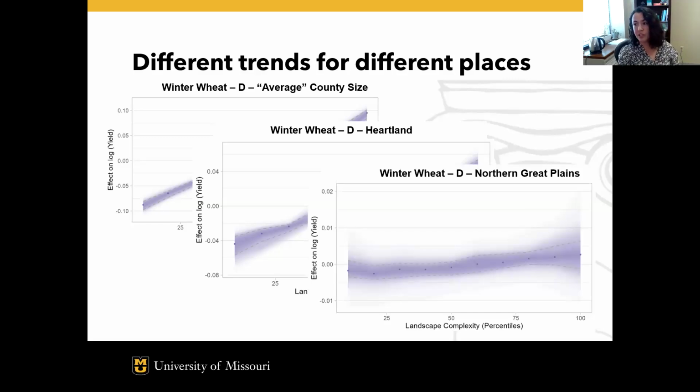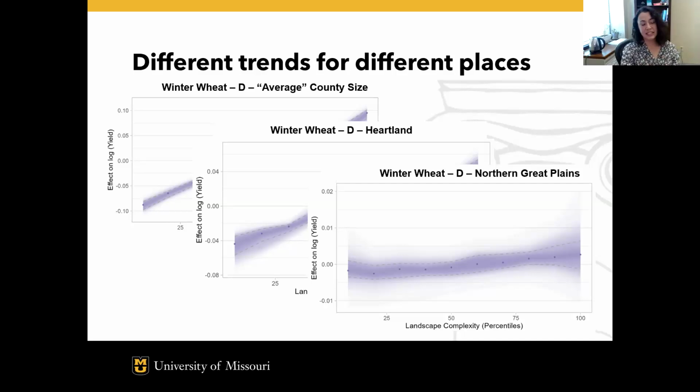And then if we go a little further and contrast that with a different region, if we focus only on the Northern Great Plains region, we see virtually nothing. Now, of course, keeping in mind that we may have a different range of diversity values within these different regions that are maybe influencing this.